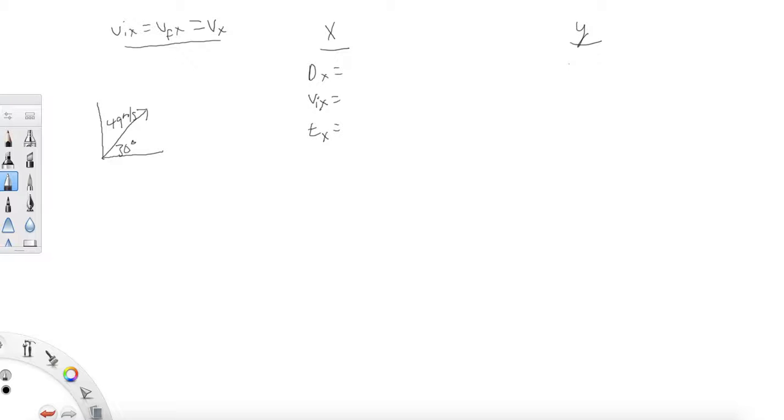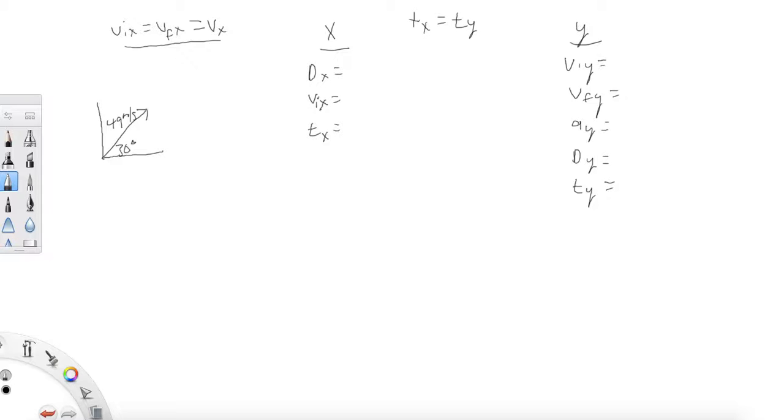So the things that we could know for y: we could know an initial velocity in the y direction, a final velocity in the y direction, the acceleration in the y direction, the distance in the y direction, and the time in the y direction also. The thing that's going to link these two together is our variable of time. The amount of time something goes in the x direction is equal to the amount of time it goes in the y direction. So if we can find t of x, we know the time in the y direction, or vice versa. If we find this one first, that automatically tells us what the x direction time is.